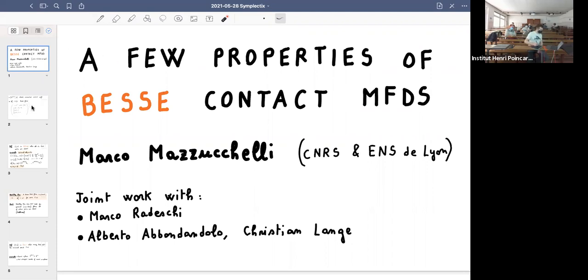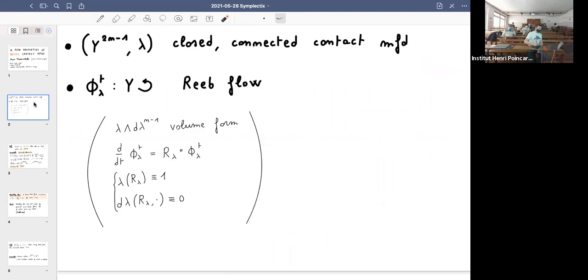So it will be a talk about contact manifolds. Let me set up my notation. We'll be denoting contact manifolds by Y of general dimension 2n-1, and mostly the dimension would be 3. Not mostly, but for the second part of the talk, let's say. Lambda will be a contact form, and I will denote by phi lambda t the Reeb flow. I wrote here the definition, although at this seminar, pretty much everybody is very familiar with contact geometry.